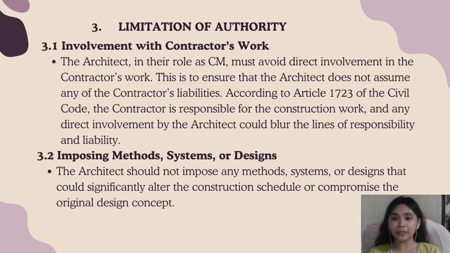So second, imposing methods, systems, or designs. The architect should not impose any methods, systems, or design that could significantly alter the construction schedule or compromise the original design concept. This limitation ensures that the architect respects the integrity of the design and the planned timeline, avoiding any substantial changes that could disrupt the project. These limitations are in place to maintain clear boundaries between the roles and responsibilities of the architect and the contractor, ensuring that each party can effectively fulfill their duties without overstepping their authority.